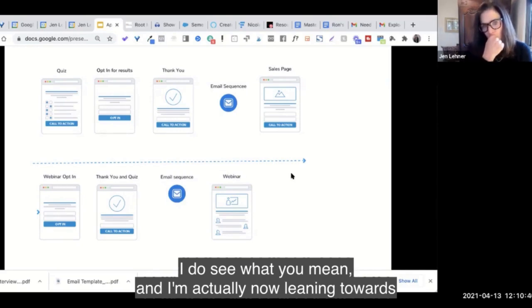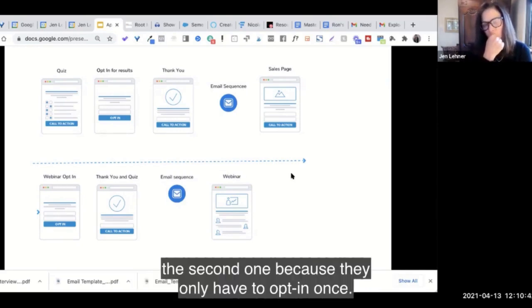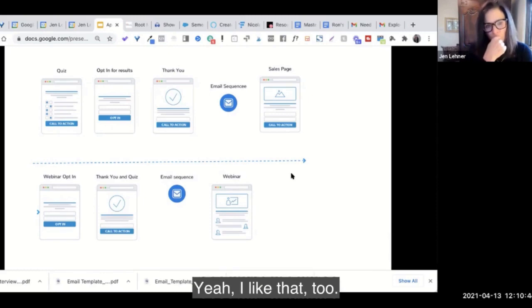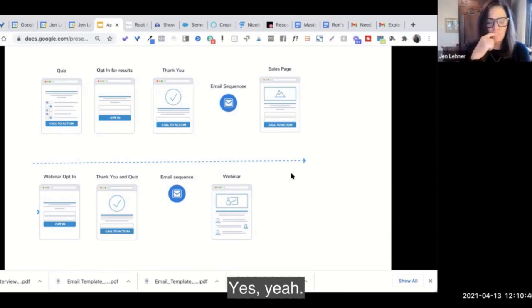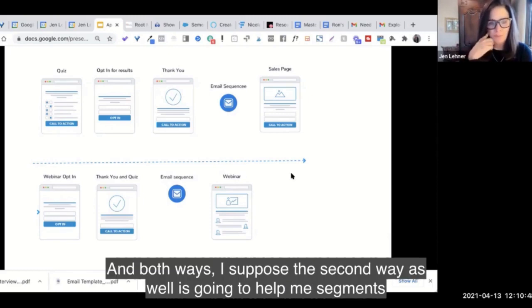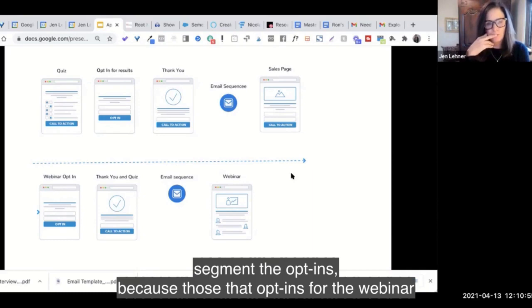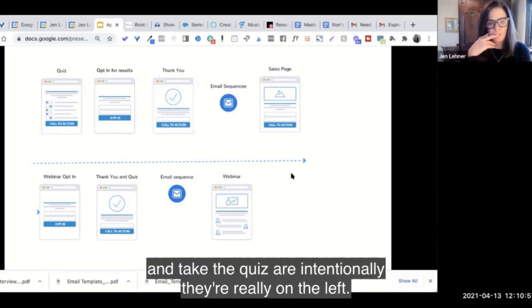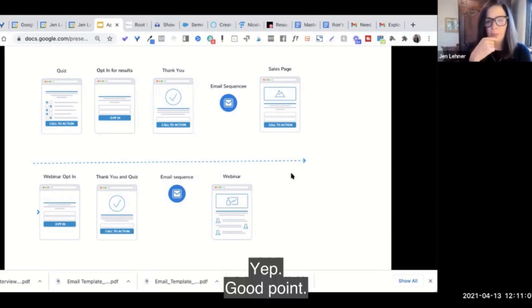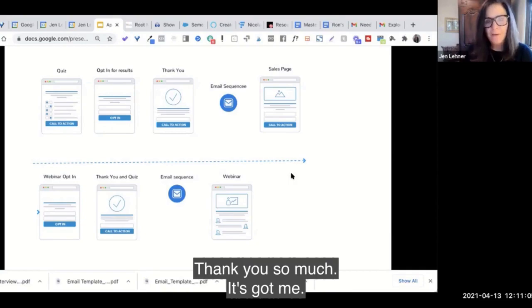And I'm actually now leaning towards the second one because they only have to opt in once. Yeah, I like that too. Yes. And either way, I suppose the second way as well is going to help me segment the opt-ins, because those that opt in for the webinar and take the quiz are higher intention, aren't they? They're really on the bus. Yep. Good point. Love that. Awesome. Thank you so much. That's got me thinking. Thank you.